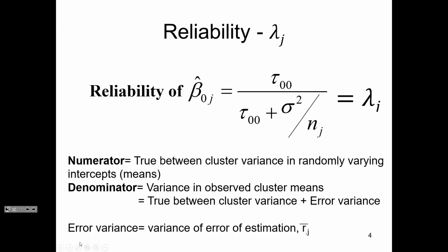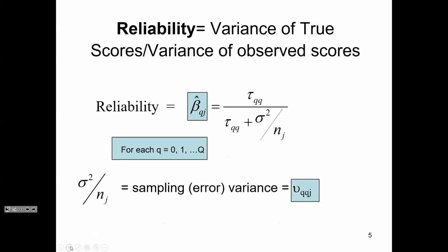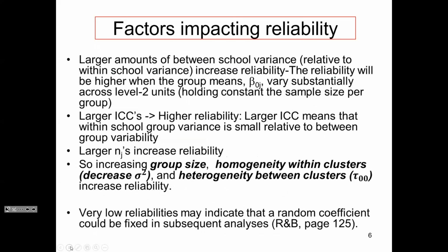But in general, unlike alpha, we're not saying it's got to be above 0.8 or we're sunk. A lot of people don't even look at the reliabilities, though they probably should. But higher is better. Less than 0.1, I would say, is problematic, and probably indicative that you're trying to estimate something as randomly varying that you don't need to. Okay, so we talked about that.